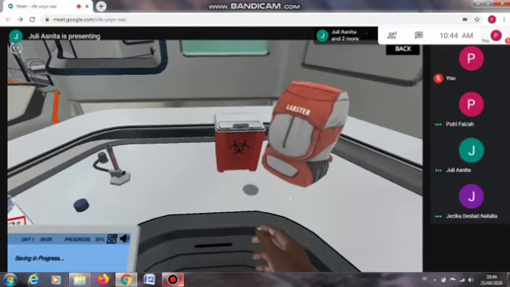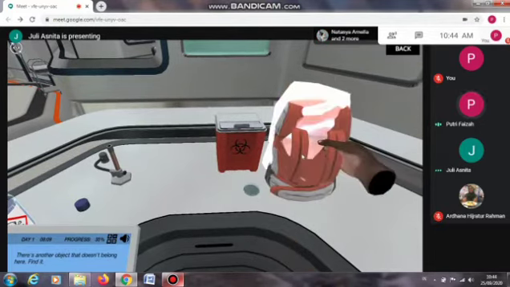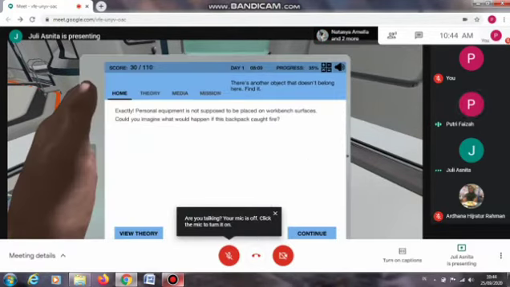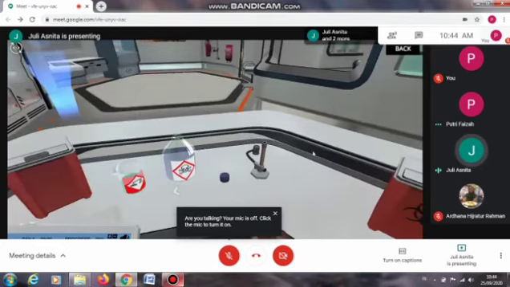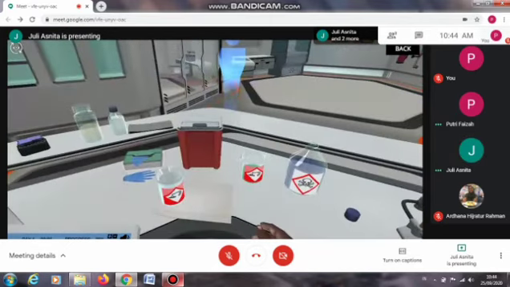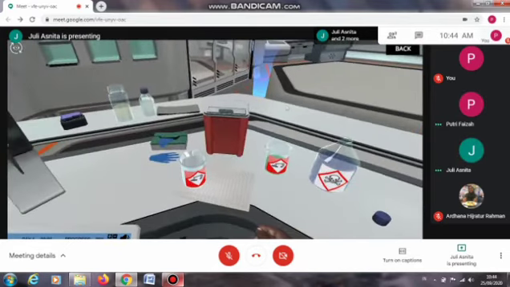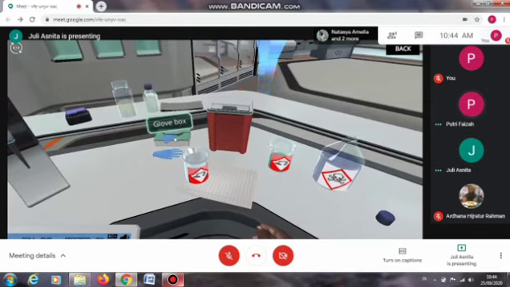Next, there's another object that doesn't belong here. Find it. The bag, because the bag can get hazardous if it catches fire. Exactly. Personal equipment is not supposed to be placed on workbench surfaces. Before you touch anything else, better wear gloves. Click on the glove box to put some on. Put on the gloves first.